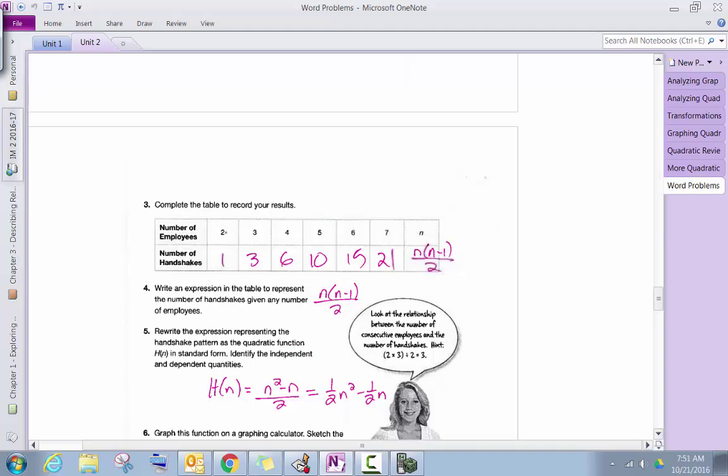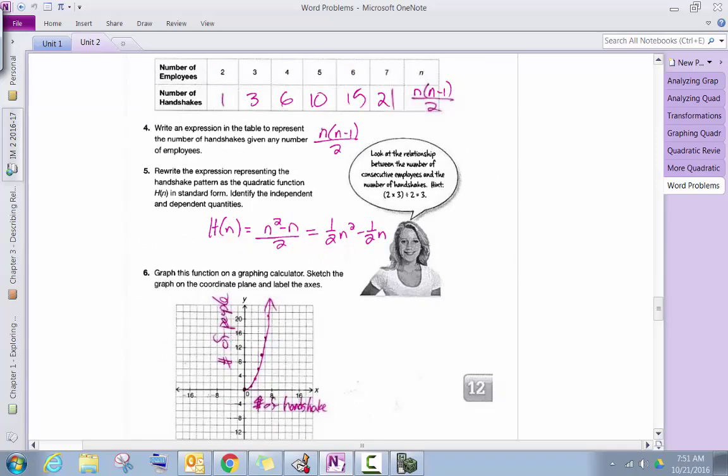So 2 times 1, and then divided by 2, because we don't want to count each line twice. So 2 times 1 is 2, divided by 2 is 1. 3 times 2 is 6, divided by 2 is 3. 4 times 3 is 12, divided by 2 is 6. So the way we represent that is a number, n, times n minus 1, so the number less than that, and then divided by 2, because we didn't want to count them twice. So here's our expression, n times n minus 1 over 2.